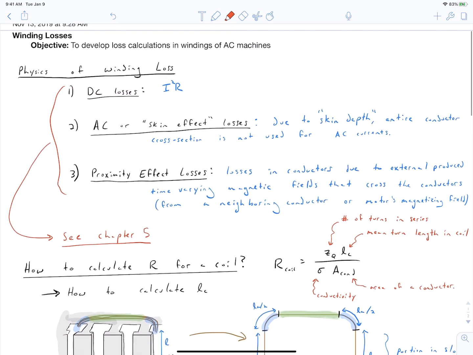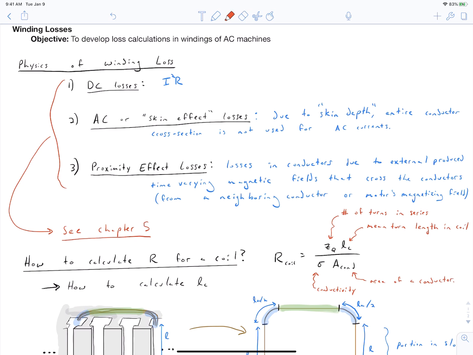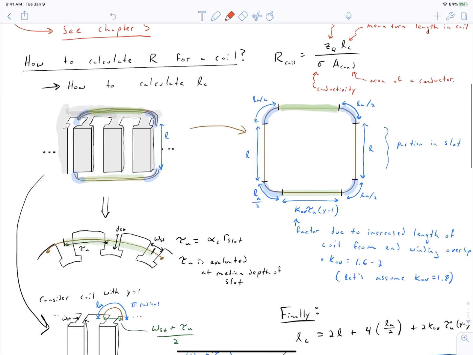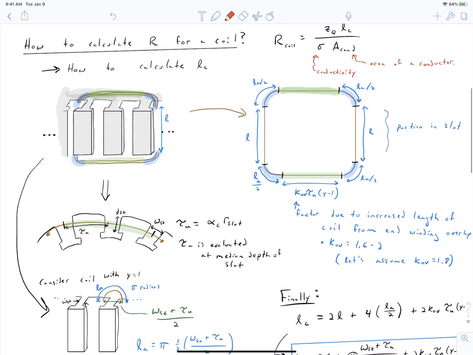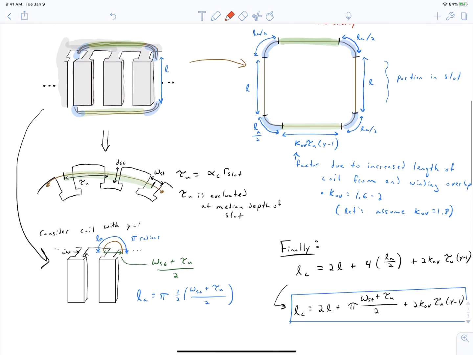So in summary, this video has developed loss calculations for the windings of our machines, and we've primarily focused on how we calculate the length of a coil of our machine in order to calculate the resistance of the coil. We've based this off of physical drawings of how our coils are placed in the slots in order to capture the effect of our tooth thickness and our slot pitch on the resistance of our coils.